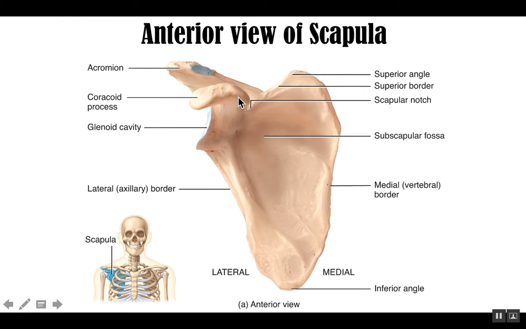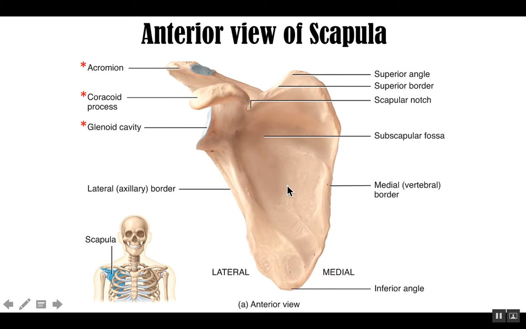Notice the next process is more curved. In fact, it's named after its resemblance to a crow's beak. The coracoid process. Coracoid means crow's beak. Then we have the glenoid cavity or glenoid fossa. That's going to form the socket for the ball and socket joint known as your shoulder joint, or more specifically, the glenohumeral joint. Those are three really important parts to the scapula.